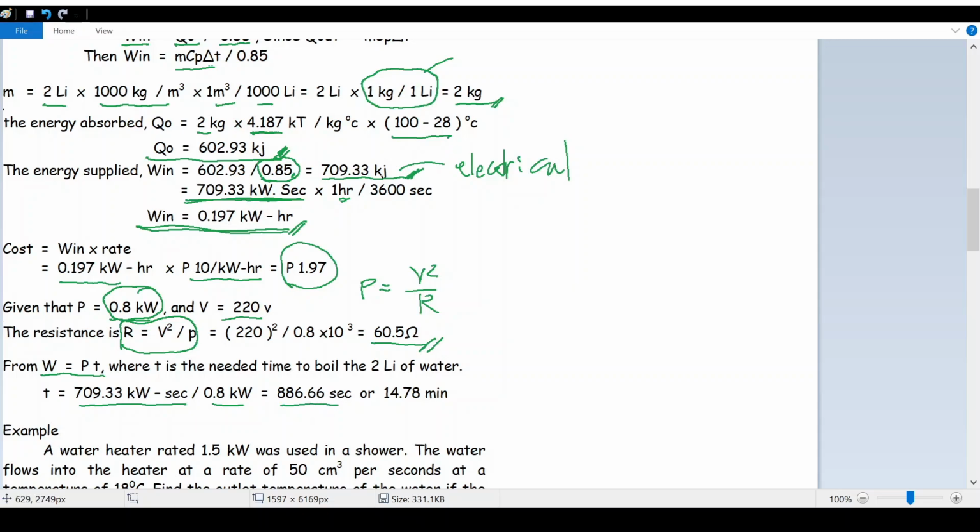It is equal to 886.66 seconds, or in minutes, divide this by 60 seconds. In minutes, it will take about 14.78 minutes for the water to boil.